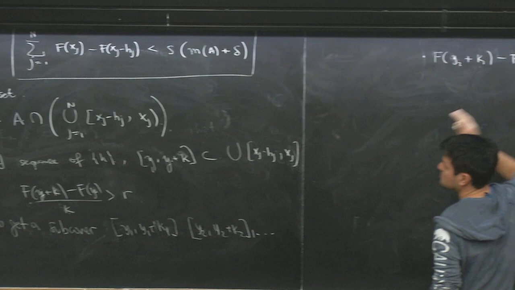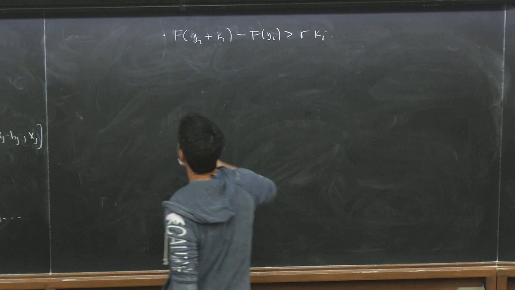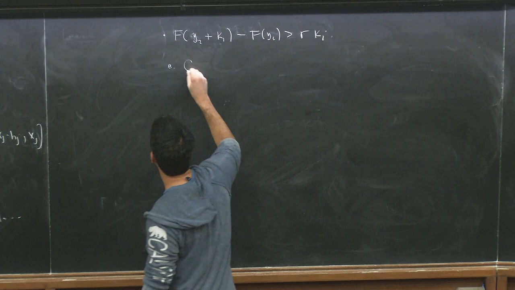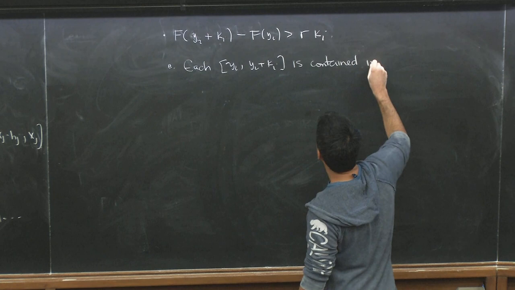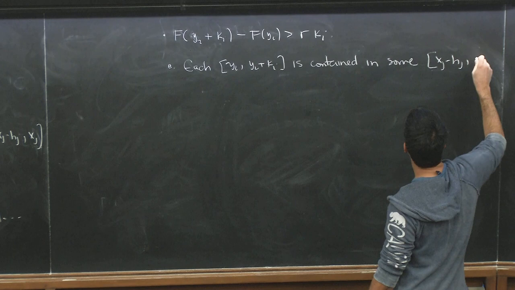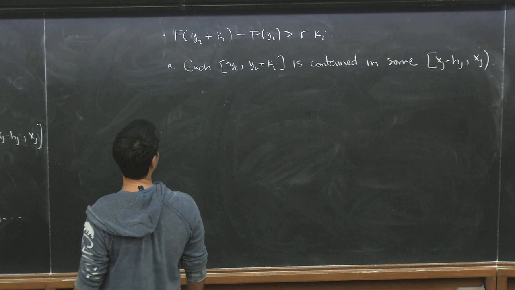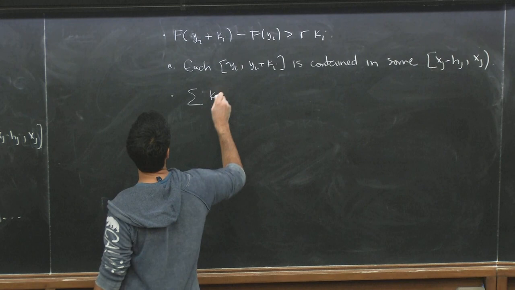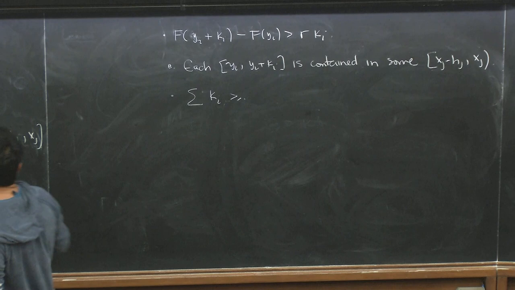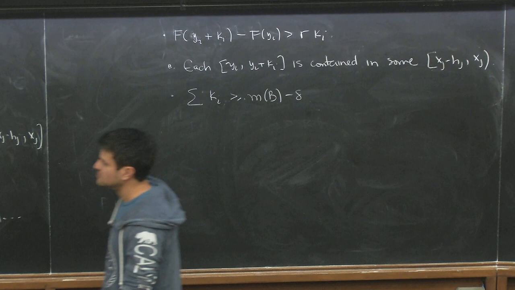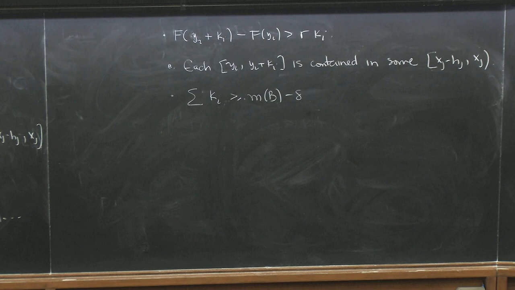ki. That's good. From construction, each of these intervals, yi to yi plus ki, is contained in some xj minus hj, for one of the j's. And you also have that the sum of these ki's is bigger or equal than the measure of B minus delta. But the measure of B was bigger than the measure of A minus 2 delta. So this is bigger or equal than the measure of A minus 3 delta.